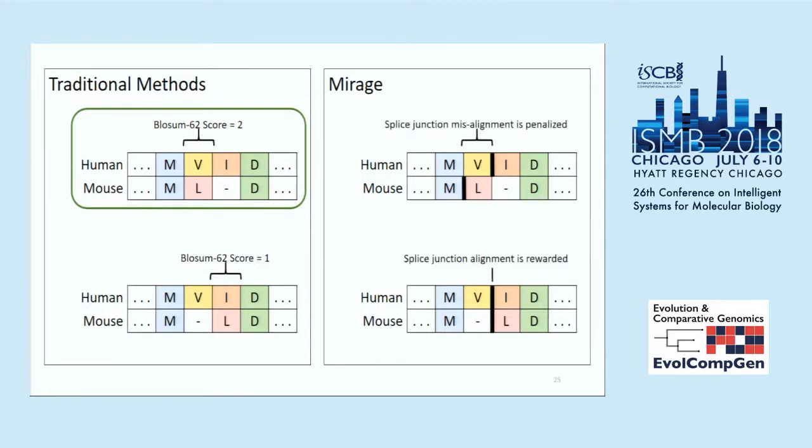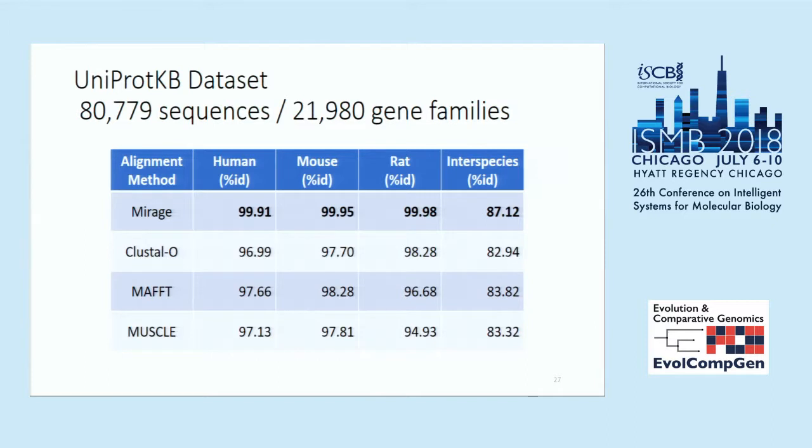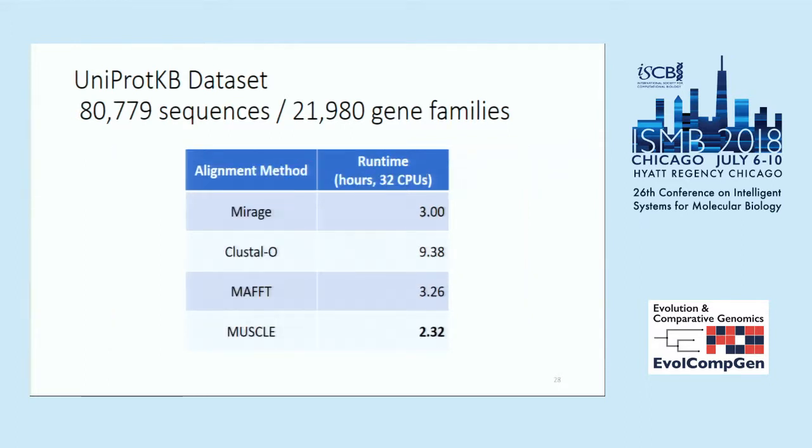However, Mirage has access to information about splice junctions, and so it'll penalize splice junction misalignments and reward alignments that preserve biological consistency with splice junctions. So returning to our UniProt KB dataset, we see that Mirage significantly improves interspecies multiple sequence alignments of isoforms. Moreover, Mirage is competitive in terms of its runtime with its competitor tools, and these numbers scale with both dataset size and the number of CPUs available.